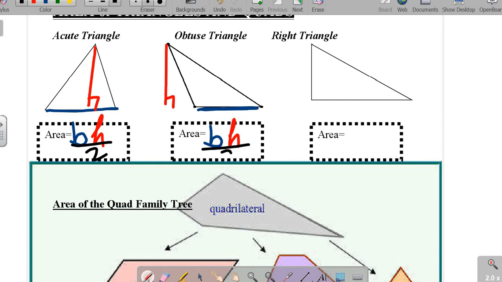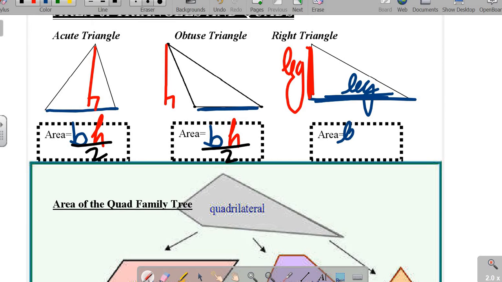So in triangles, it's base times height over 2, acute and obtuse. Keep in mind the height is on the outside. In a right triangle, the base is one leg. The height is simply the other leg. So leg times leg over 2. Technically, that's one leg times the other leg over 2.